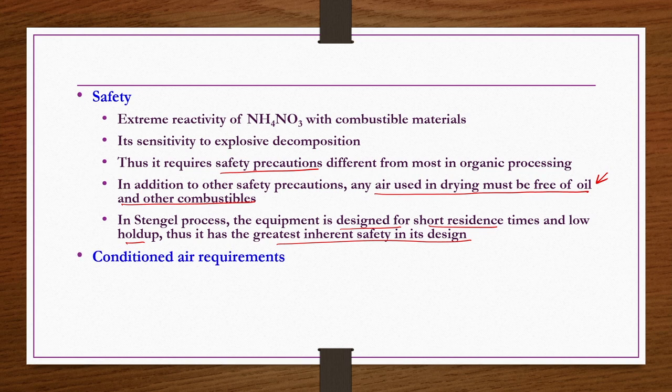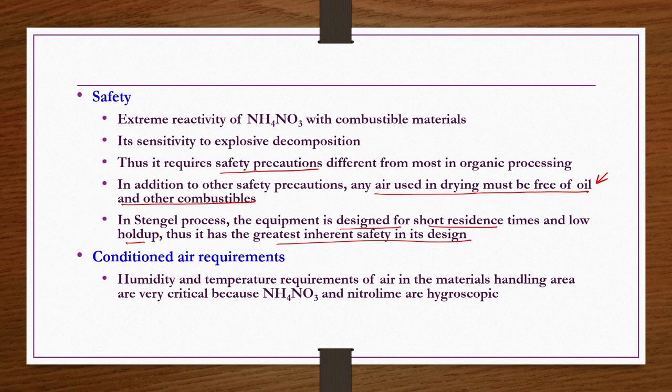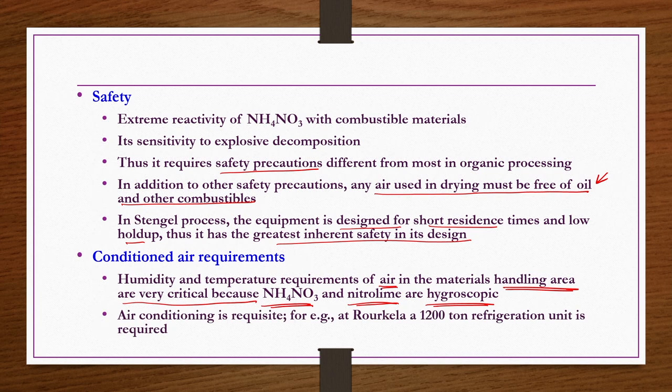Conditioned air is very much essential. The humidity and temperature requirements of air in the materials handling area, not only during production but also in the material handling area, are very critical because ammonium nitrate and nitrolime are hygroscopic. Okay? Because of the required air conditioning, at the Rourkela plant a 1200 ton refrigeration unit is installed.